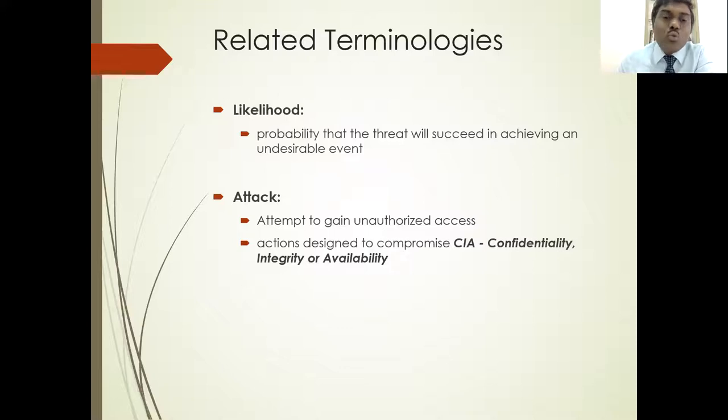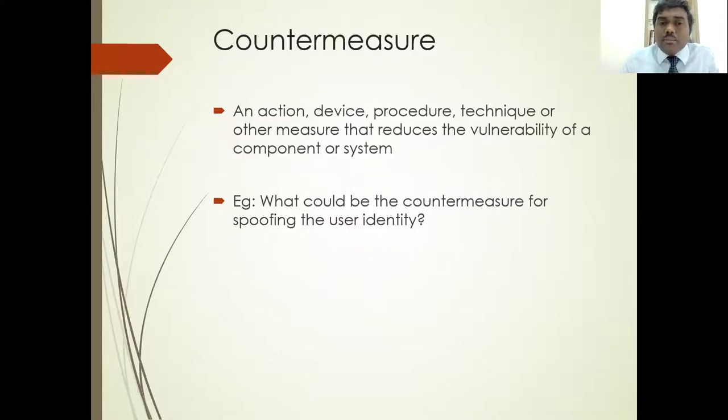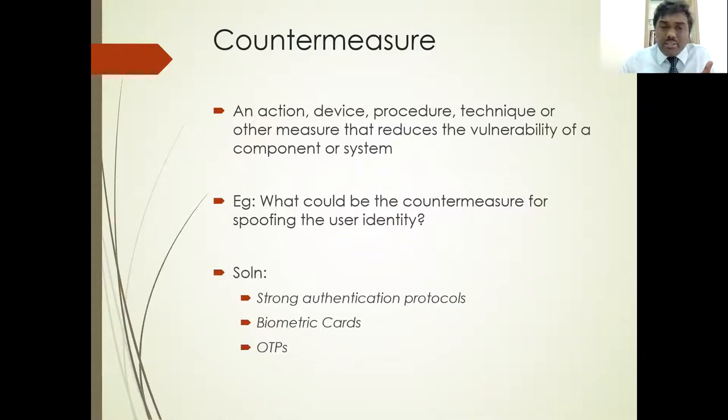An asset. Asset is anything valuable. Attack. An attempt to compromise the CIA. Anything which does compromise the CIA. What is CIA? Confidentiality, integrity, availability. So any sort of an attempt to compromise this becomes an attack. Countermeasure. Countermeasure is an action, device, or procedure which you keep in mind to reduce a vulnerability. Anything which you do to reduce a vulnerability. Example, what is the countermeasure for spoofing user identity? You create an OTP, you create a strong password, biometric. So I know that whoever is logging into my system is authenticated.